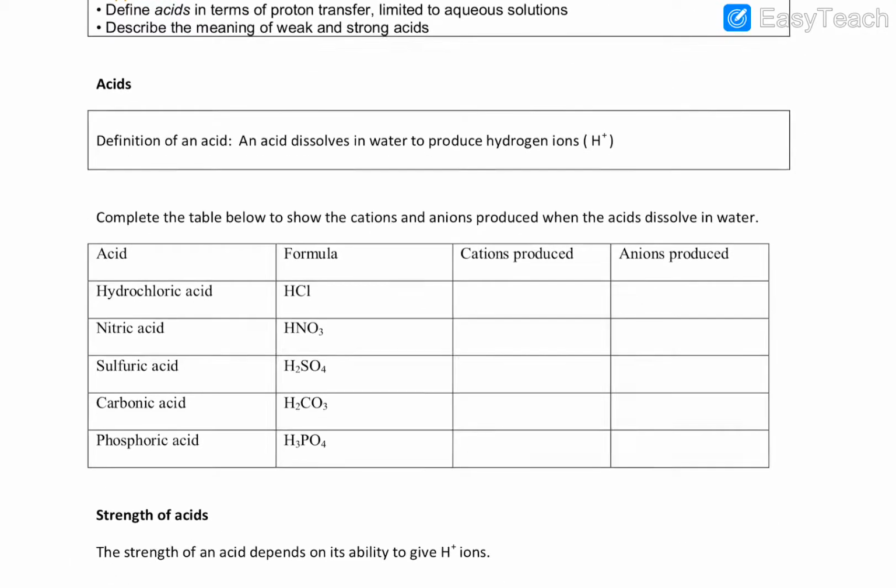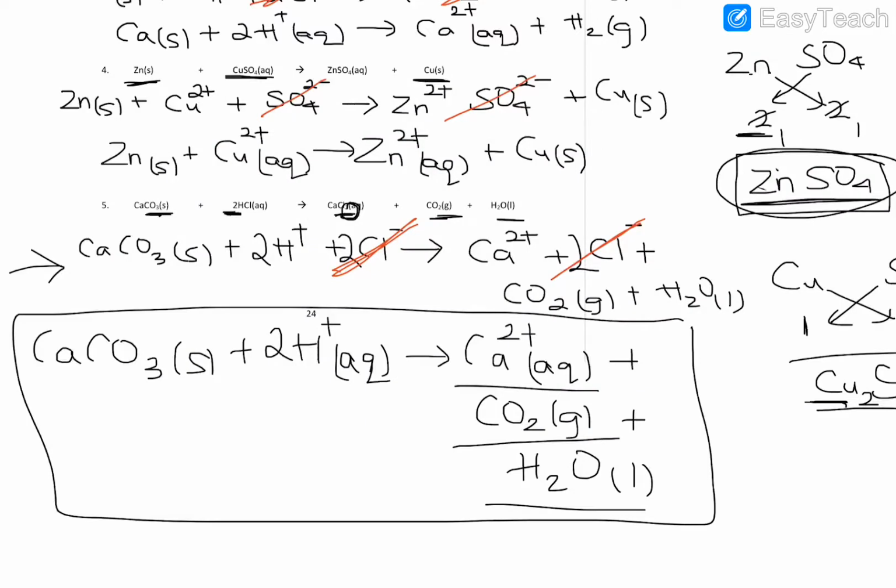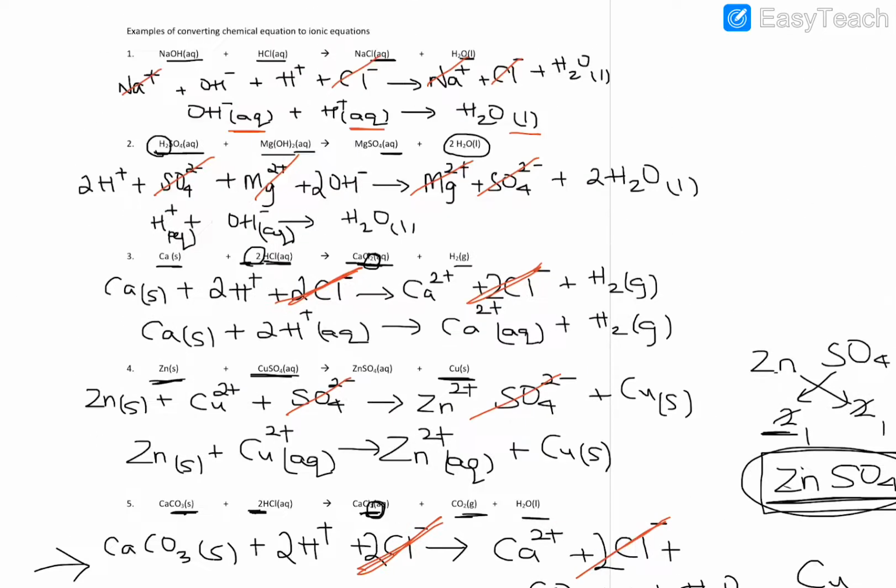Now, definition of an acid. You need to learn this definition, especially if you're doing IGCSE. So, an acid dissolves in water to produce H+ ions. So, any acid is going to dissolve in water and give you H+ ions. Remember when we were doing the splitting of the substances? If when it splits, it gives you H+, it means that it is an acid.